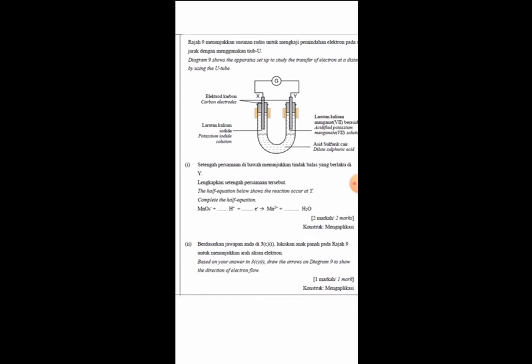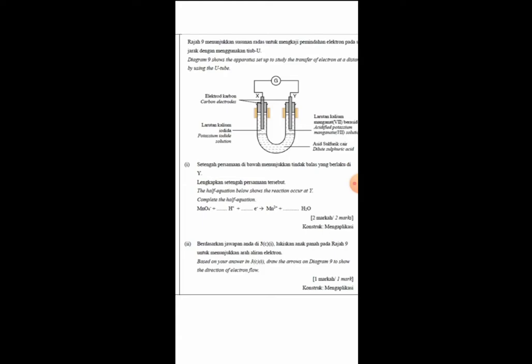The question says the half equation below shows the reaction that occurs at Y. Complete the half equation. So the blank half equation below is the half equation for the Y electrode. Before answering the question, we should look at the right hand side. As we can see, we have Mn2+ and a blank H2O. So what to put in front of the H2O? We will look at the left hand side.